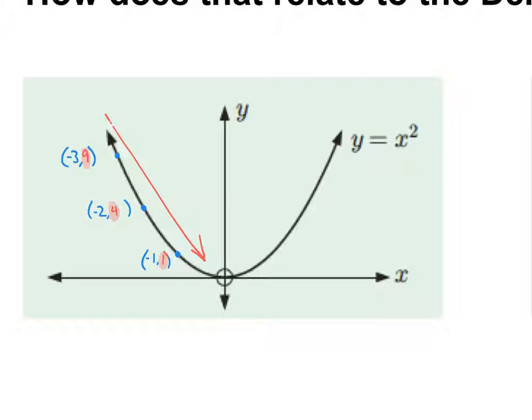On the other side of this function, you can see that it is increasing. Let me get back to the pen. It's increasing. And again, that's going to be because as you look at the points going from left to right, we have 1, 1, we have 2, 4, and we have 3, 9. And what's happening here is that the y values are increasing, are getting bigger.